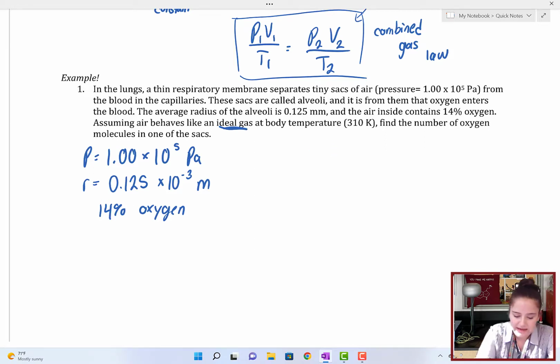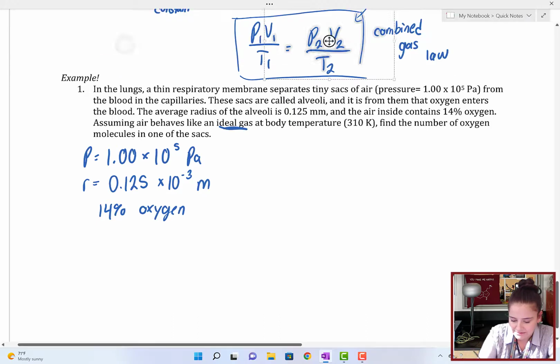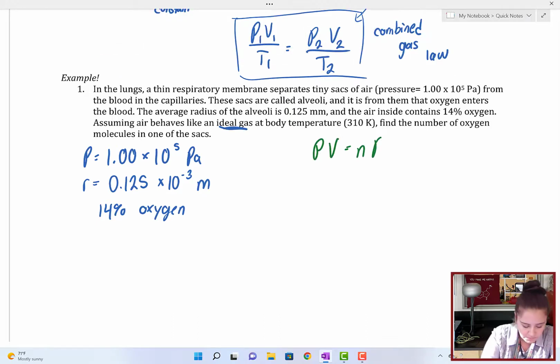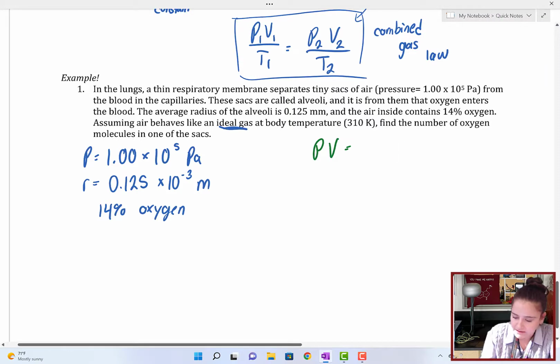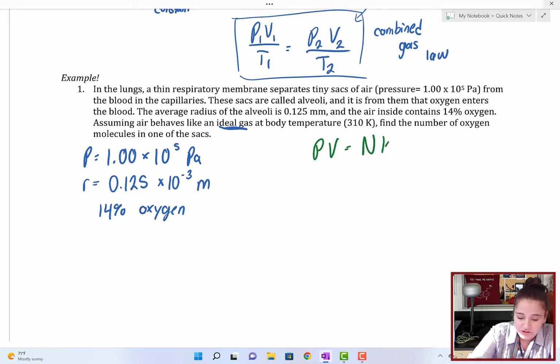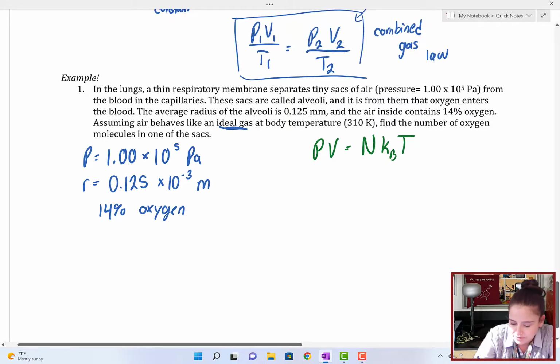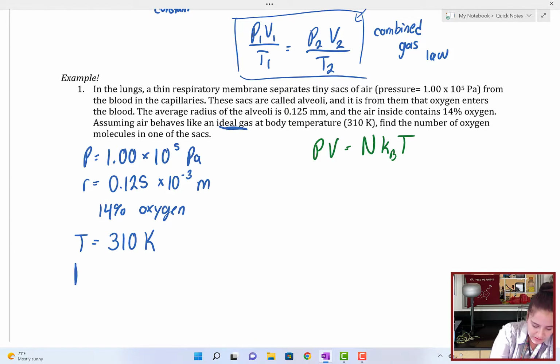Assuming air behaves like an ideal gas, so we can use the ideal gas law, PV equals nRT. Find the number of oxygen molecules. Oh, we're looking for molecules. That's a particle, not a number of moles, so we'll probably use NkBT instead. And it says at body temperature, which is 310 K, find the number of oxygen molecules in one sac.